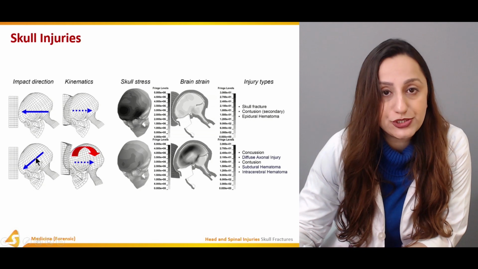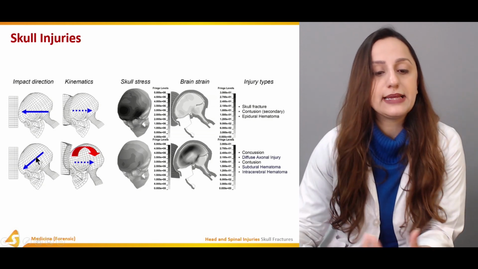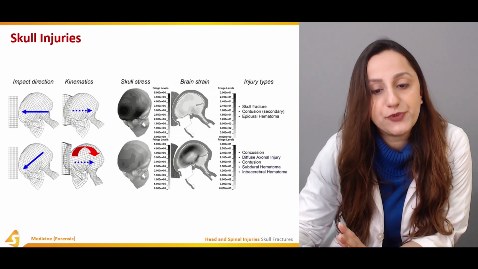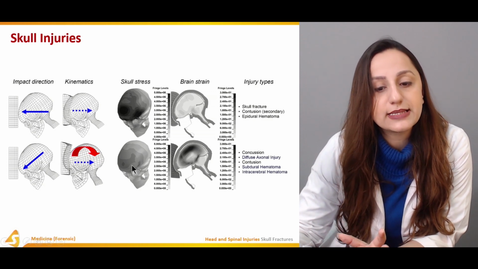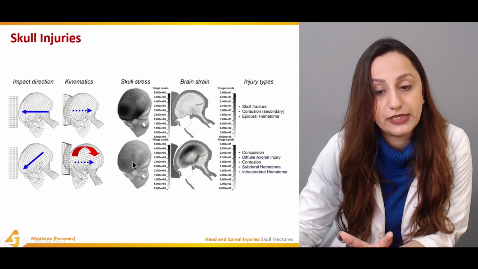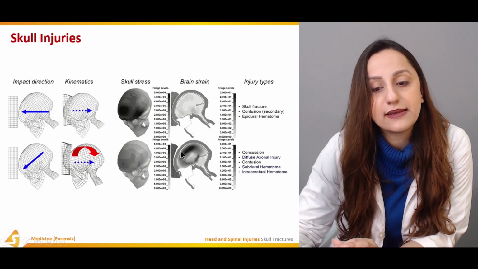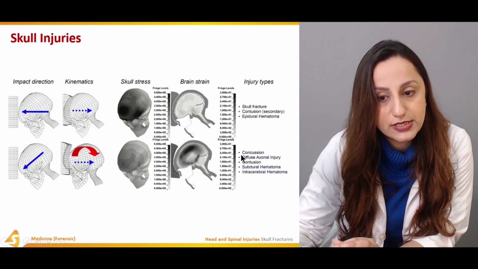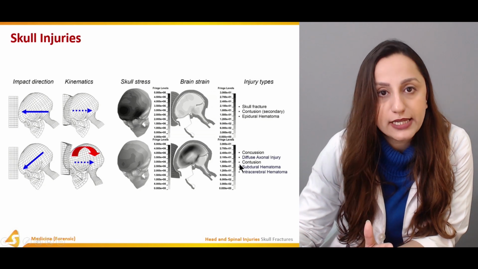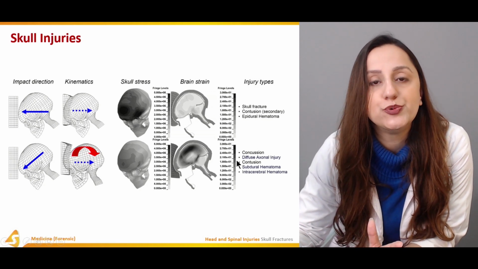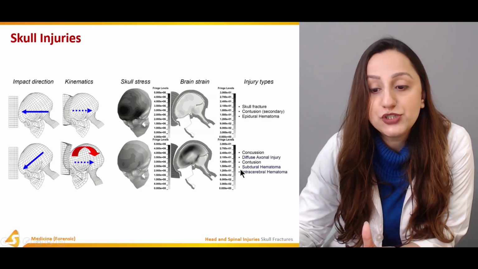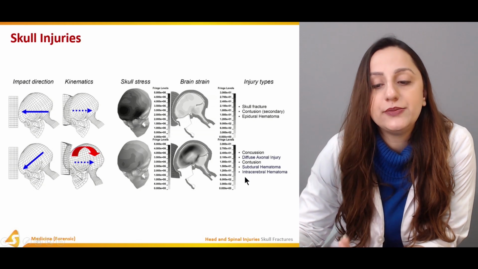Then we have the contrecoup injuries. In the contrecoup injuries, the front impact is over there, but we have the impact on the posterior surface of the brain. And here you can see the skull stress is the light grayish dark area over here. And the brain strain again is lying over here. The types of injuries are the concussions. The diffuse pattern of axonal injuries is observed in these contrecoup injuries. And then we have the contusions. Moving on, we have the subdural hematomas and the intracerebral hematomas.